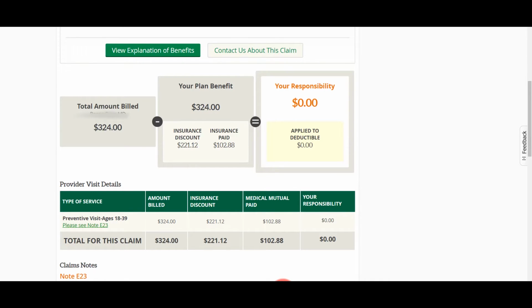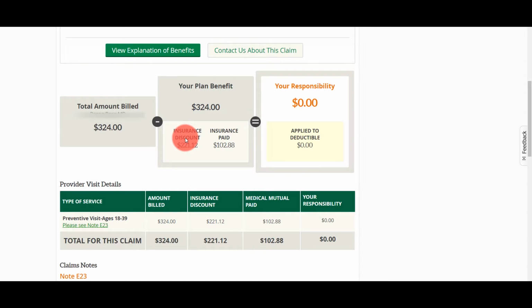And when you have preventive care, they usually cover that 100%. And then I'll show you another one where the insurance company didn't cover all the expenses of the procedure. So as you can see here, the total amount billed was $324. And then you have the little minus. Whatever's in this box will be subtracted from the $324.